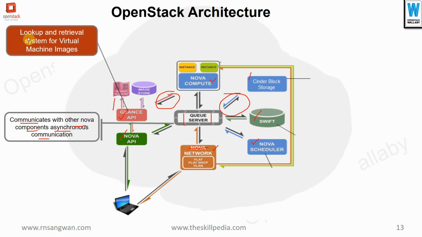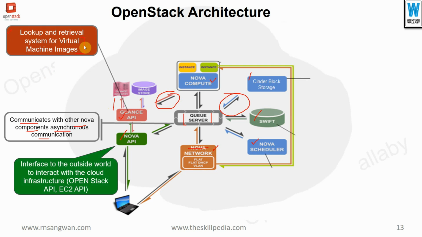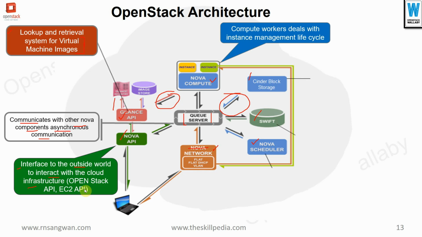This Glance API is a lookup and retrieval system for virtual machine images when you launch an instance in the cloud. This is the Glance API service. Nova API is the interface to the outside world to interact with the cloud infrastructure, that is OpenStack API, EC2 API. This is the interface, Nova API. Then we have Nova Compute.